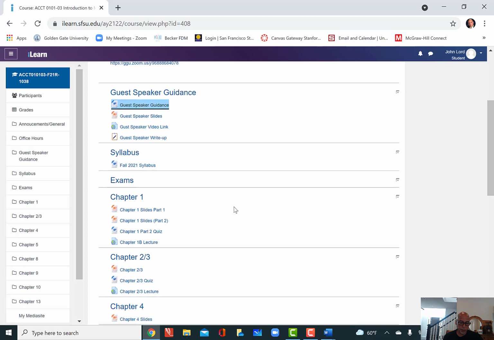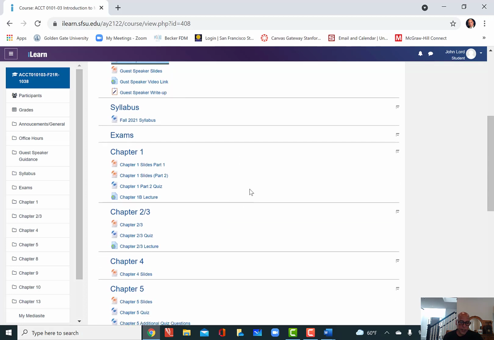Since we're in iLearn, let's go ahead and look at each of the chapters, and there are slides for each chapter. There's a lecture. For the first chapter, I only did part 2 with the lecture. Part 1 is some very basic stuff. You can just kind of glance at that. We're really not going to be tested on that material. But chapter 1, part 2 slides, yes.